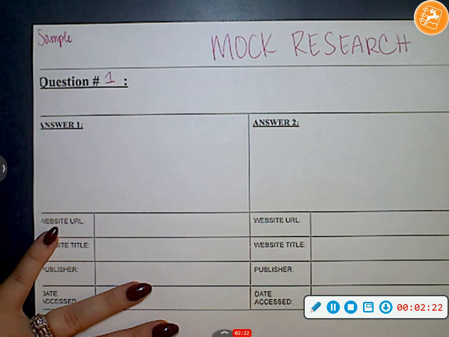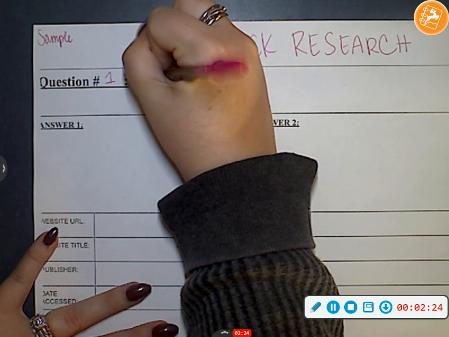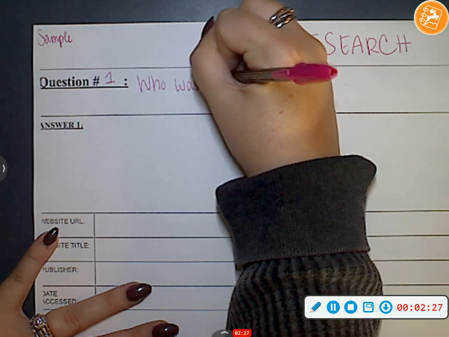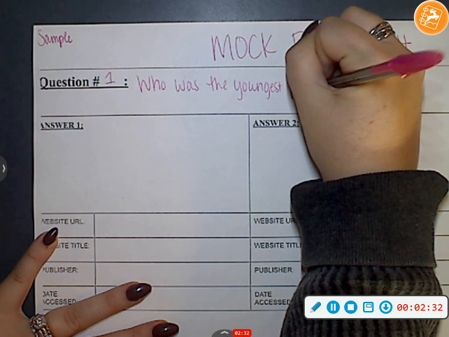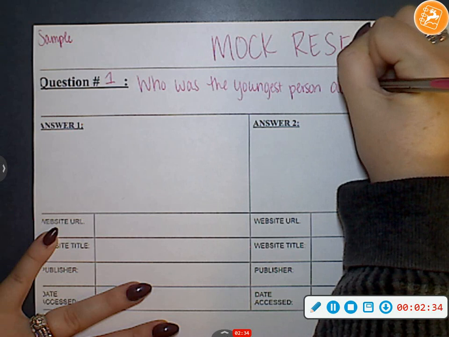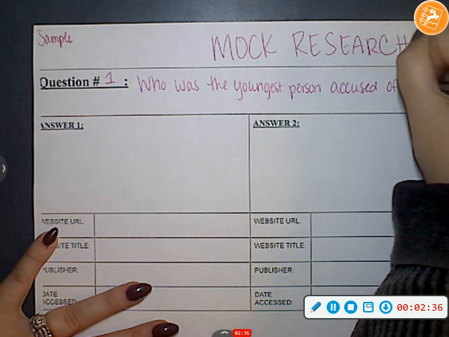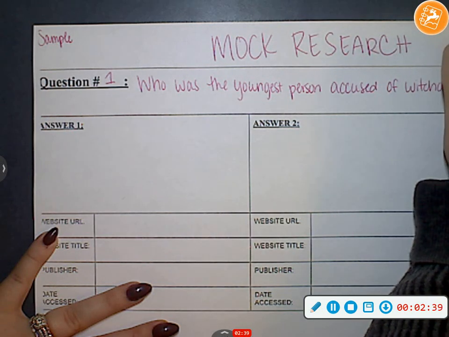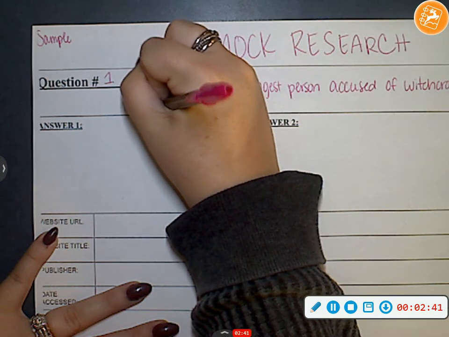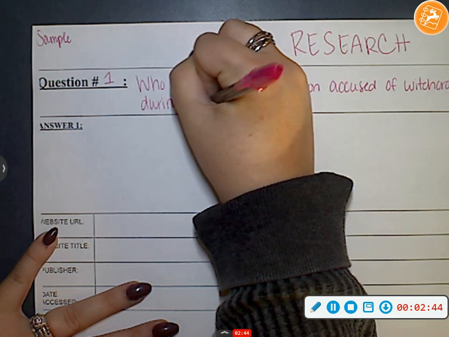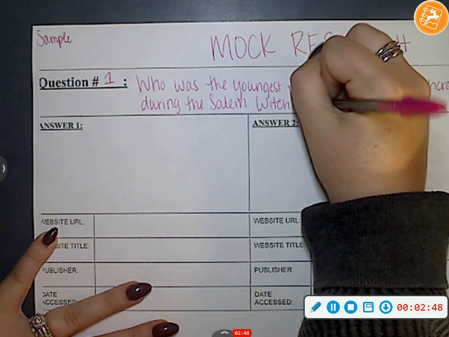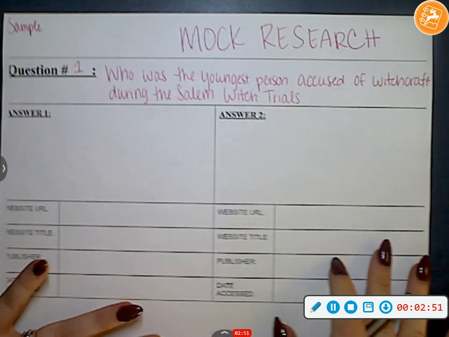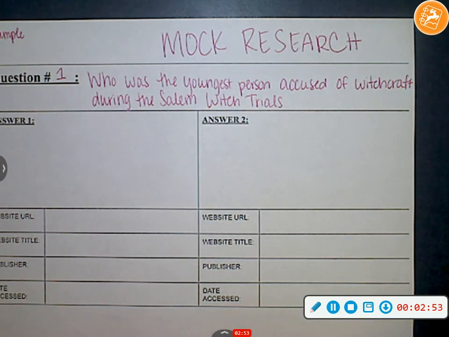So we're going to pretend as if our question is, who was the youngest person accused of witchcraft during the Salem witch trials? That is our question that we're going to answer today for practice.